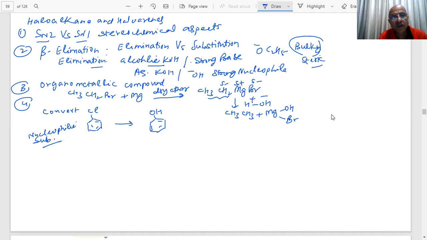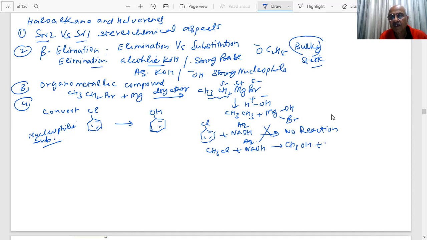The story is like this, students. If I take chlorobenzene and I pass NaOH, no reaction. It has been asked in the paper. If I take, at certain conditions, aqueous NaOH, we already are aware of this, students. This question will be there in different forms. Always they are asking. Very important.